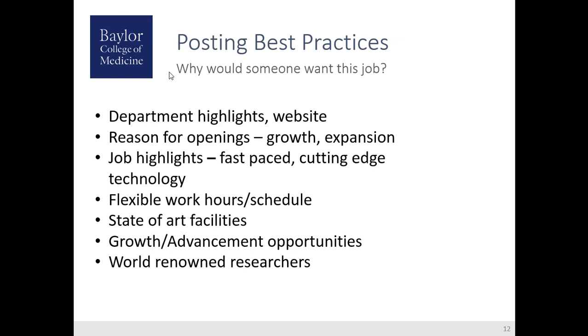So when you're thinking about posting best practices, you want to think about why would someone want this job? So department highlights, website, reason for opening. Is it growth and expansion? If the reason you have an opening is because you have high turnover, definitely don't include that. But if it's because you're growing, you have grant funding, you're expanding, you've recruited a world-renowned researcher and they're building up their lab, those are the kind of things that we want to include on there, especially flexible work hours or schedule, if that's something that you can make available to new employees, state-of-the-art facilities, any of these things that might make someone interested in your position.